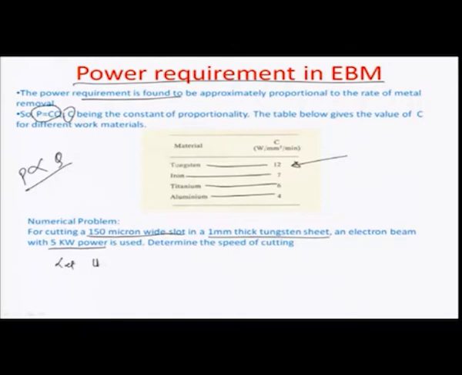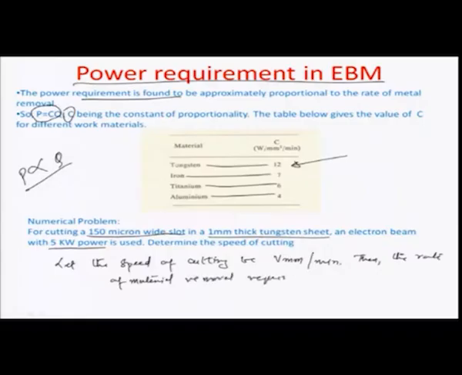So let the speed of cutting we assume to be v millimeters per minute, then the rate of material removal required is given by Q equal to 150 by 1000 times 1 times V millimeter cube per minute.